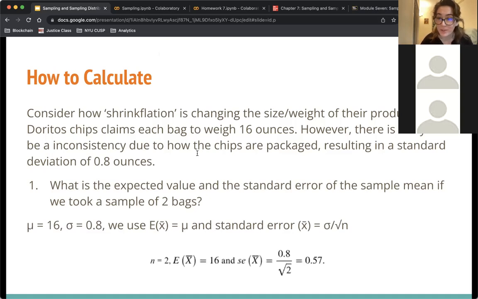It's rather straightforward at this point. We would just plug these numbers into our formula, where we have our mean of 16 and standard deviation of 0.8, and we use these as our inputs for calculating the standard error, which would result in 0.57. We use this to understand the sample error: if we were to take another batch of Doritos, what would we expect the standard deviation to look like, due to just the variability in our sample.